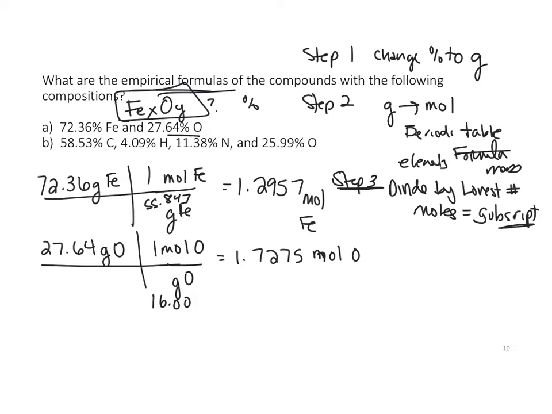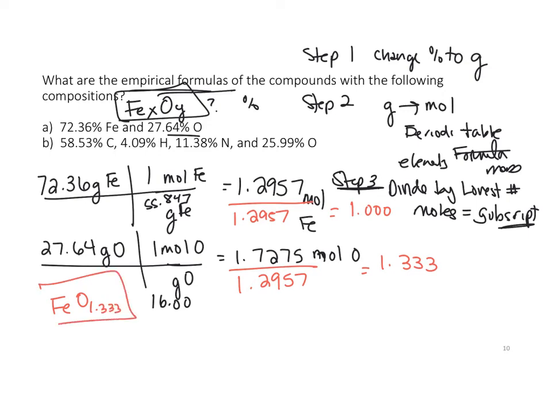So at this point, I'm on step 3, okay? I have to divide by the lowest number. Well, what's lower, 1.29 or 1.72? So 1.29. I'm going to divide both by 1.2957. And you want to keep lots of numbers here. What's that? That would be 1.000. Okay, what about 1.7275 divided by 1.2957? 1.333. So this would be iron 1, oxygen 1.333 as a subscript.